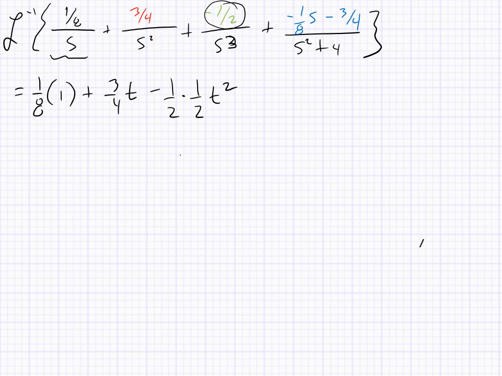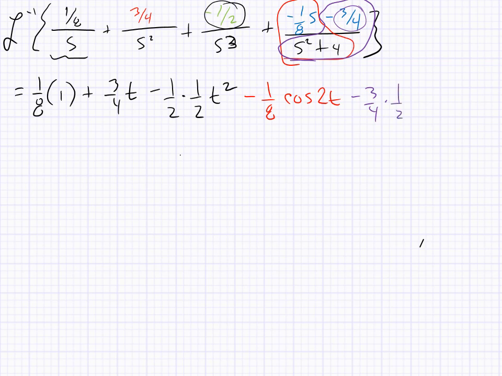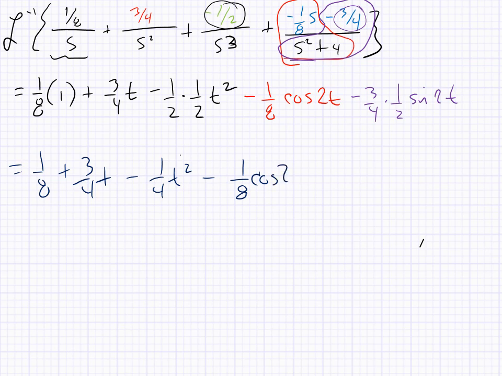And then this one we're going to split apart. We could pull the -1/8 out and have s over s squared plus 4. That'll be our cosine of, what is it going to be, 2t? And then the last one, pull the -3/4 out. We're missing a 2 up here in the numerator, so then I'll put an extra 1/2 here, and I'll have sine of 2t. So simplify some of this, and we're good. So we get 1/8 plus 3/4 t minus 1/4 t squared minus 1/8 cosine 2t minus 3/8 sine 2t. And then there's our inverse Laplace transform.